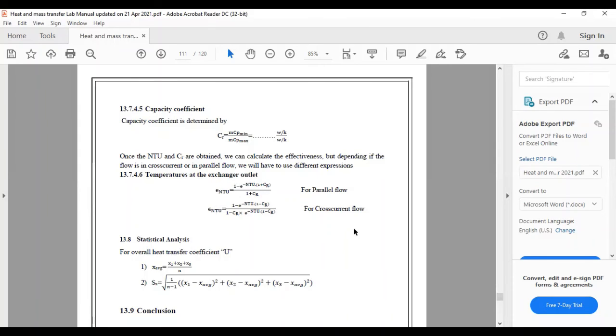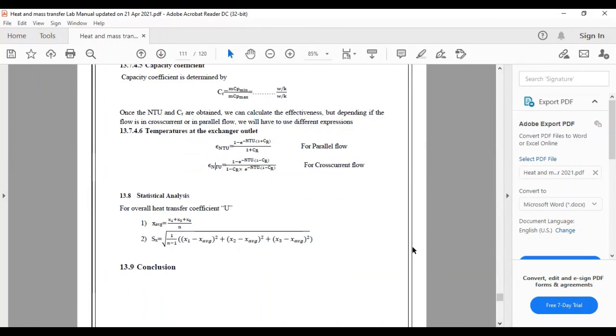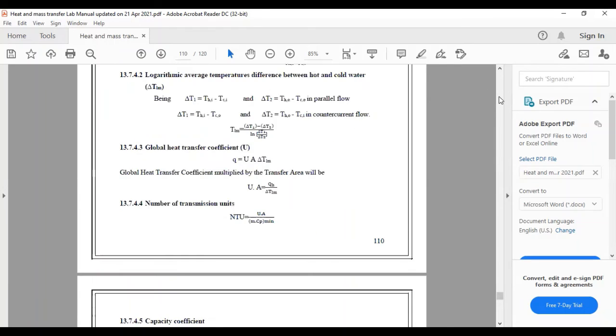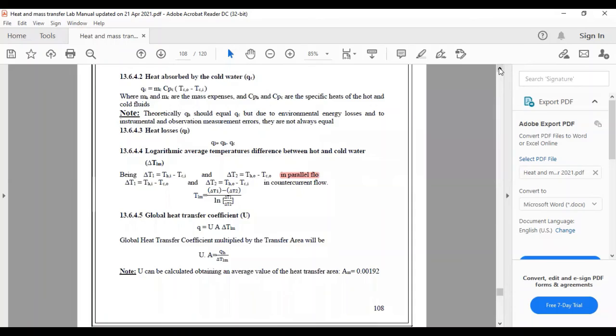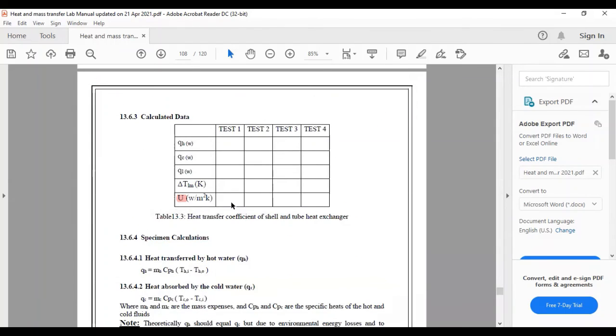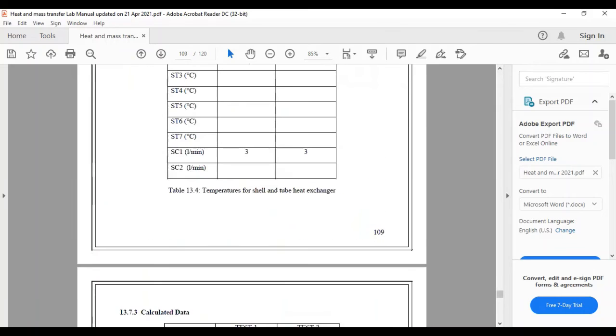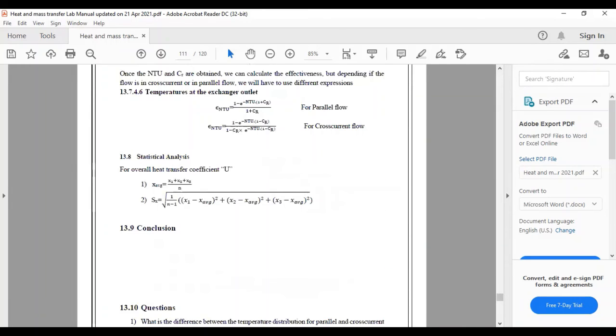So this is all about the two objectives. Finally, we have another work to undertake, the statistical analysis. I already have mentioned in objective one that we have calculated the value of U basically, and we have used 4 sets of readings. So we will get these 4 values, and we will take the average of these 4 values to calculate the average value.